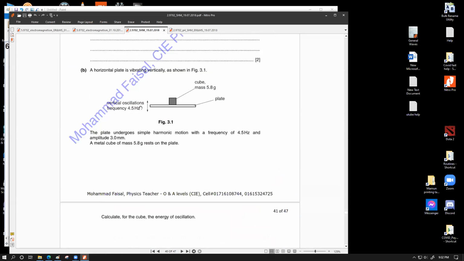মানে হচ্ছে এই যে অসিলেশনটা হবে আপ এন্ড ডাউন, exactly at which position of this plate the cube is likely to lose contact, at the equilibrium, or at the highest position, or at the lowest position. These are the three most likely scenarios. So কোন পজিশনে কিউবটা এখান থেকে টেক অফ করার পসিবিলিটি বেশি? What do you think?